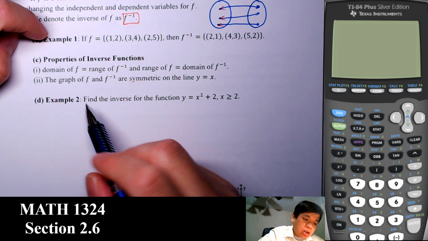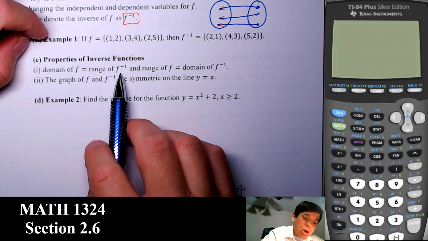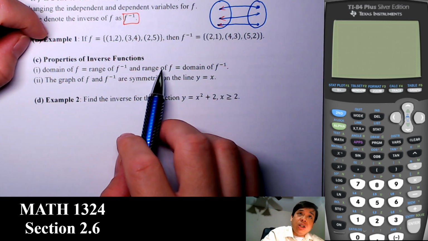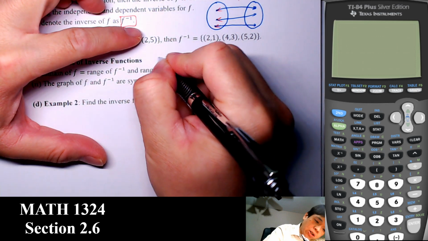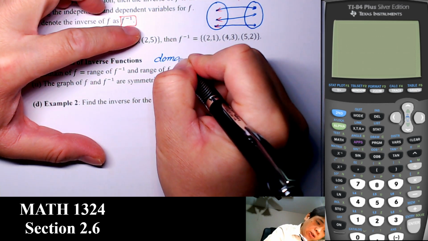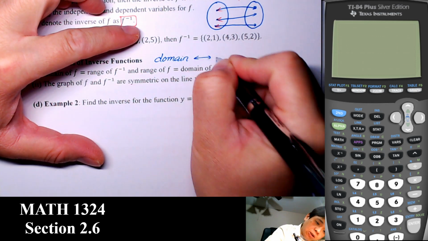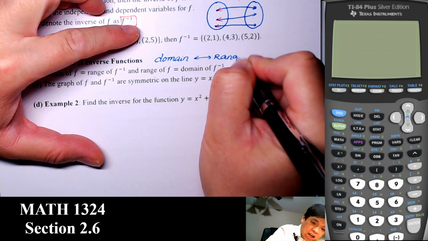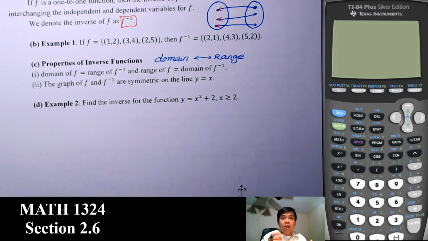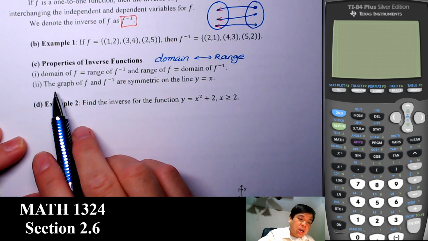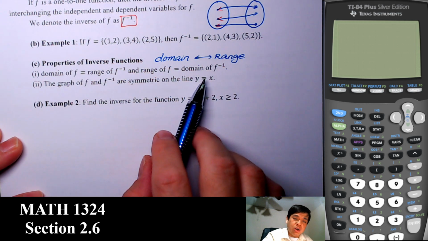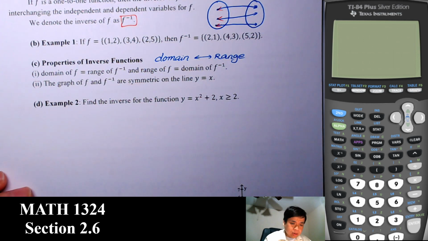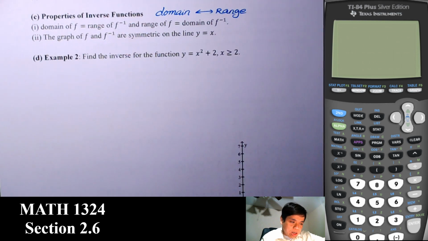Properties of inverse functions: the domain of the function is the range of the inverse, and the range of the function is the domain of the inverse. So pretty much the domain and range are interchanged. If the domain is the x values and the range is the y values, then the x and y values are interchanged. Another property is that the graphs of the function and its inverse are symmetric about the line y equals x. Now, let's look at one example here.